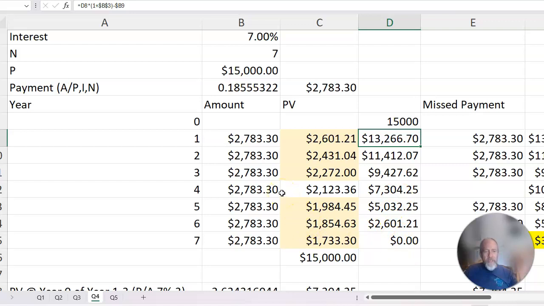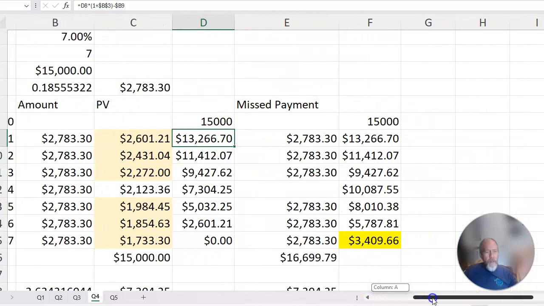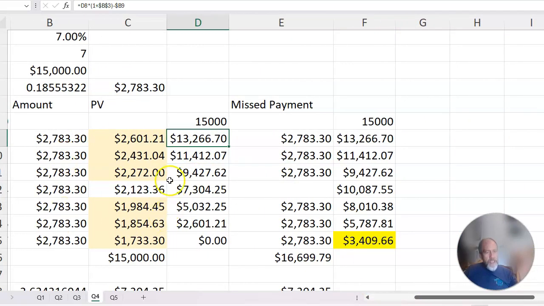Well, problem is he missed a payment. What can we do? Well, there's a few ways to solve this. Let's go over here. One thing you can do is create this amortization table and just zero out year 7, and the number left here is going to be what he owes. So at 15,000 and the first at times 0, okay, what does he owe next?